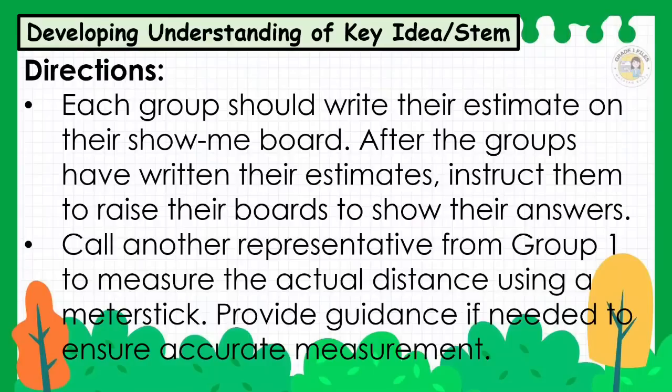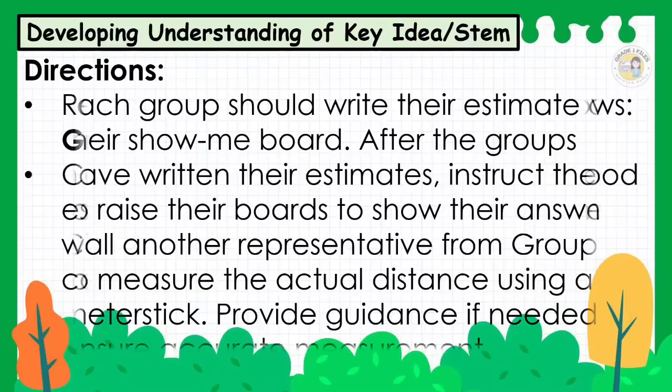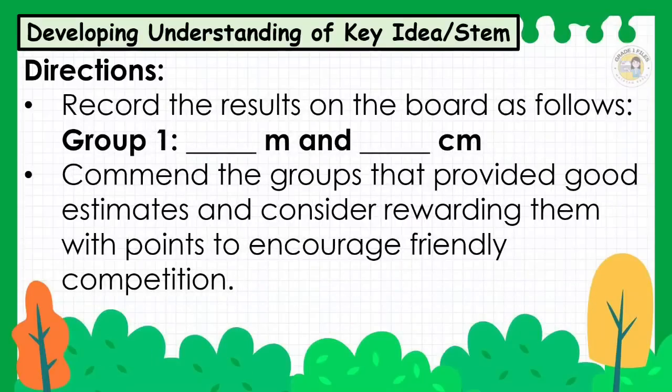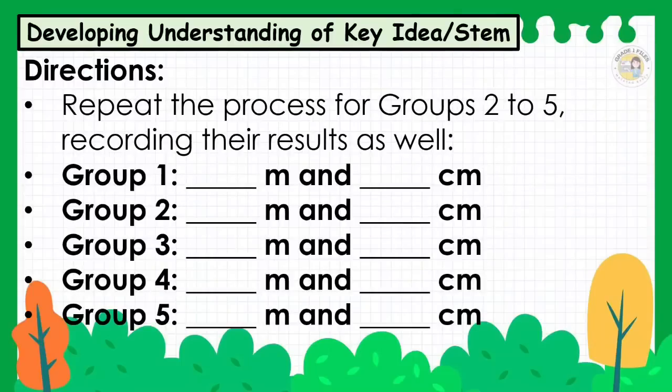Provide guidance if needed to ensure accurate measurement. Record the result on the board as follows. Commend the groups that provided good estimates and consider rewarding them with points to encourage friendly competition. Repeat the process for Group 2 to 5, recording the result as well.